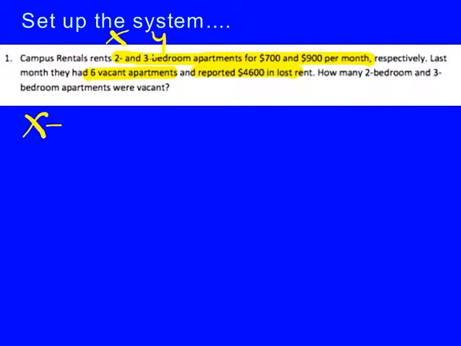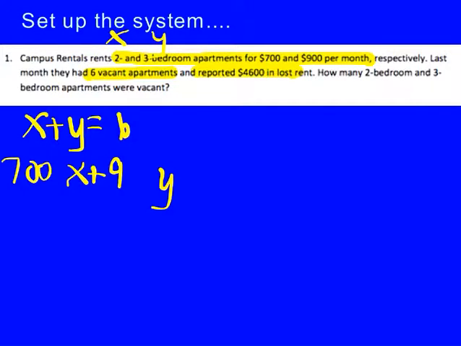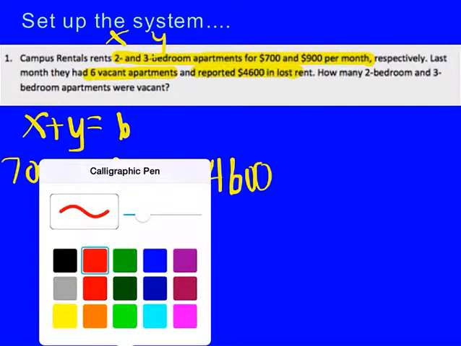So in total, in 2 bedrooms and 3 bedrooms, we had 6 total vacant apartments. Okay, so for every X 2-bedroom, it cost us $700. For every Y 3-bedroom, it cost us $900. And that was equal to a loss of $4,600. So I'm actually going to solve this using substitution.